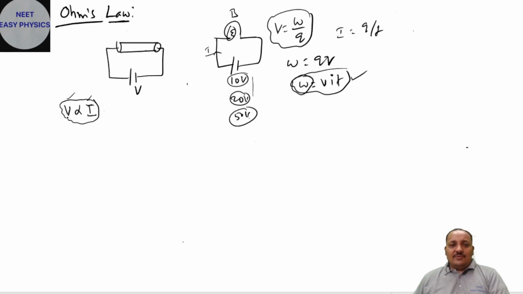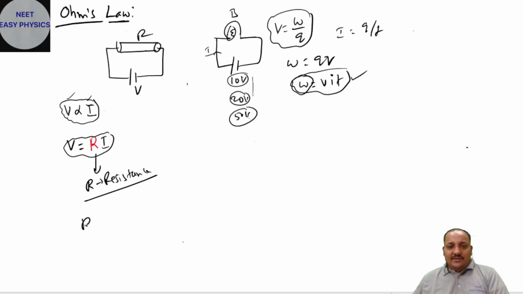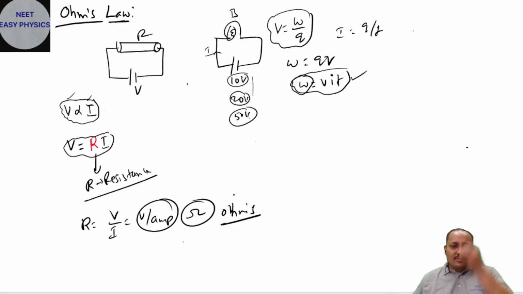According to Ohm's law, V is directly proportional to I, so we write one constant, and that constant we call R. R is the resistance of the conductor. What is the unit for resistance? V by I, volt per ampere. This is what they call ohm. Ohm is the unit of resistance.